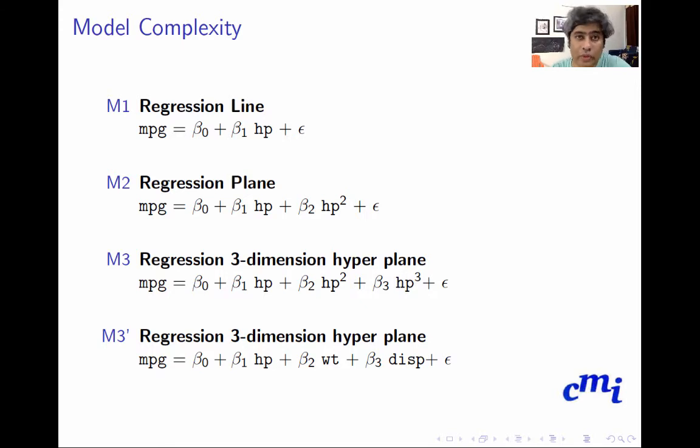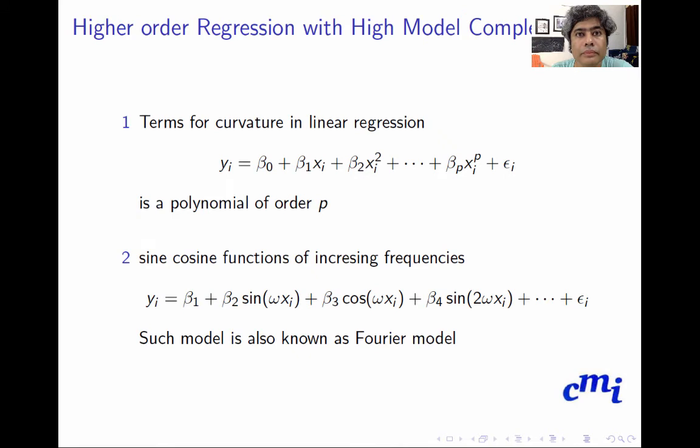But no matter what you do, as you put in more features or more engineered features, your data set is getting into a higher and higher dimension, and you're fitting a model at a very high dimension. Explaining the model becomes harder and harder. That means the model becomes much more complex. So this is higher order regression with high model complexity.